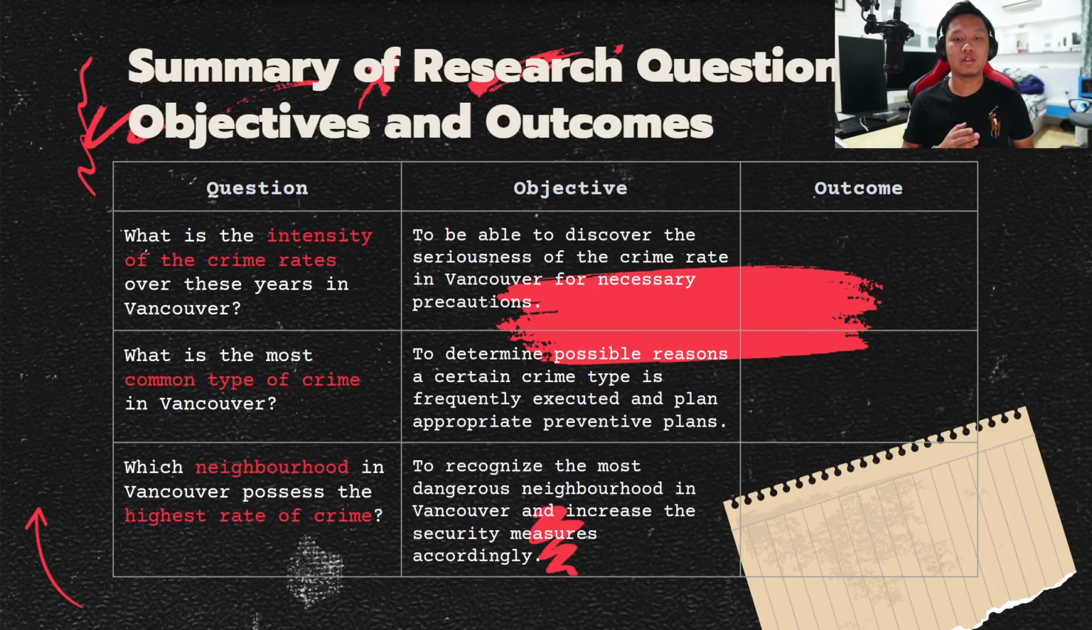The objective is to determine possible reasons a certain crime type that happens in Vancouver is frequently executed, and then plan the appropriate preventive plans. And the last question is, which neighborhood in Vancouver possesses the highest crime rates? And the objective is to recognize the most dangerous neighborhood in Vancouver, and then increase the security measures accordingly.